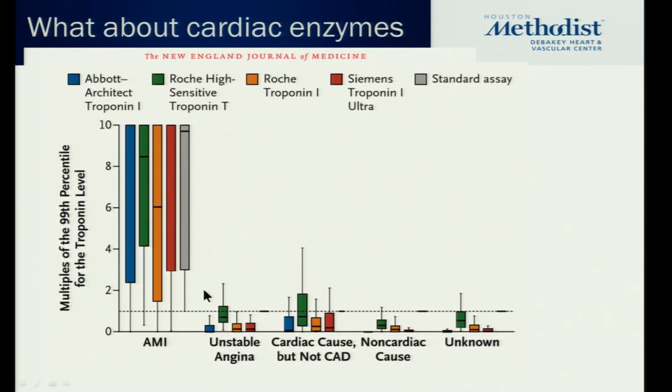All of them, you could see a very nice distinction between the values. The 99th percentile for the troponin levels: all the values in the people with non-cardiac cause were all here, unknown that need more work, and then you have unstable angina and cardiac causes, so that they could find a threshold for differentiation.